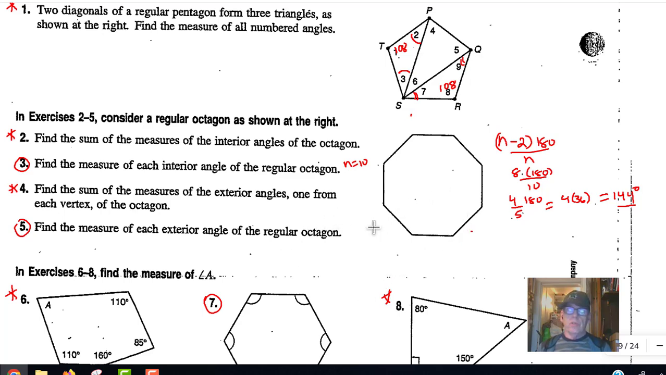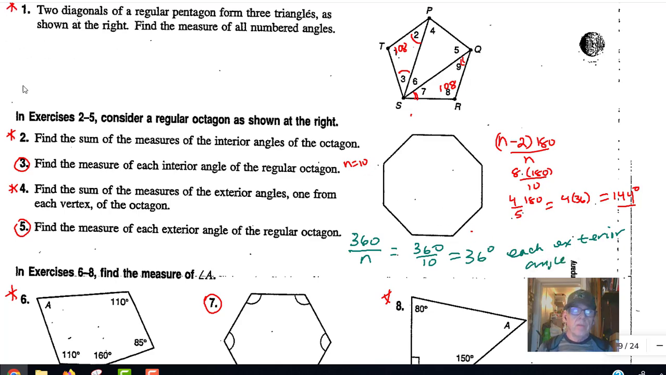Now, the other way to do this would be to think about the exterior angle formula, 360. That's what they add up to. And you've got 10 equal angles that need to make up that 360. 360 divided by 10 gives you 36 degrees for each exterior angle. Okay, let's move on.